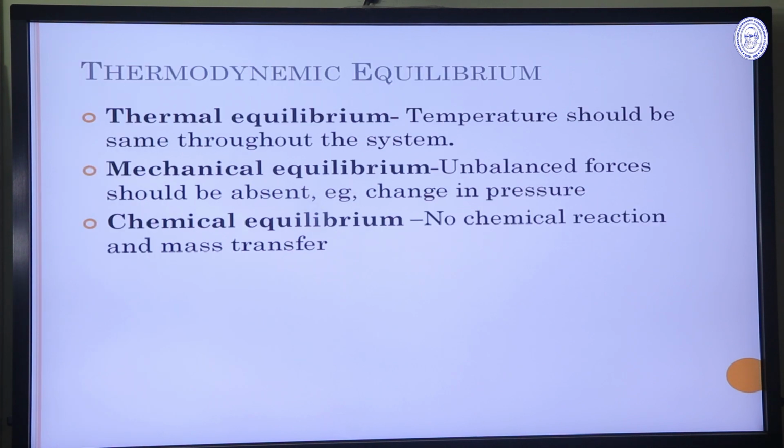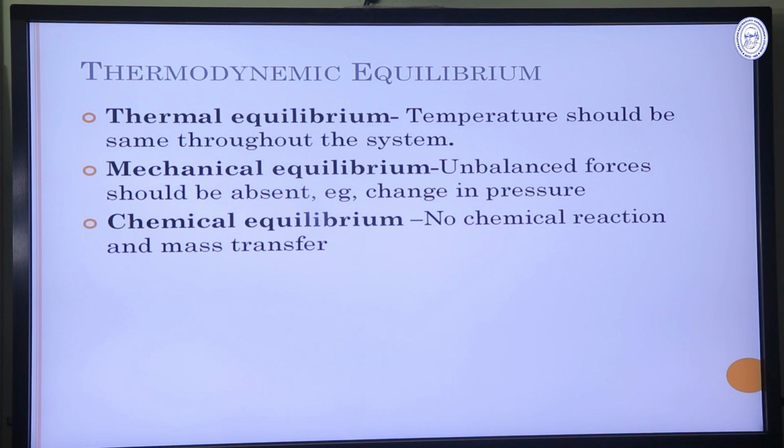Now, coming up to the thermodynamic equilibriums. As I said, basically we will be dealing with the three kinds of equilibriums. There can be a thermal equilibrium, where the equilibrium is achieved in such a condition that the temperature is maintained the same. So, there is a constant temperature.